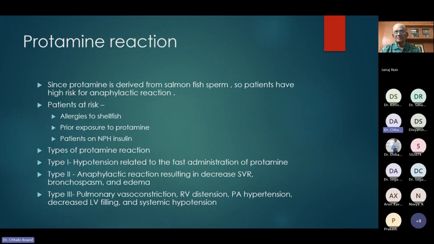Type 2 is an anaphylactic reaction resulting in decreased SVR, bronchospasm, and edema. And type 3 is pulmonary vasoconstriction, RV distension, PA hypertension, decreased LV filling, and systemic hypotension. It's the severe type.